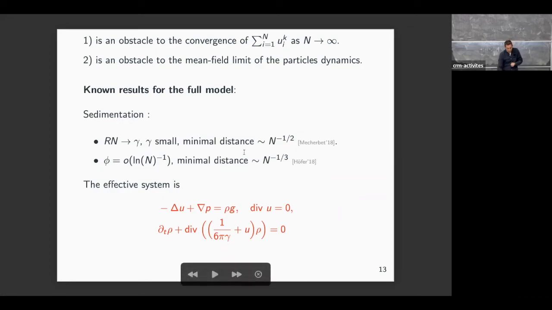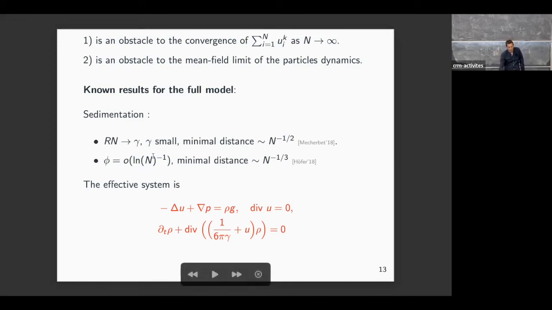But typically, for example, this result of Mecherbet that I'm mentioning here, when the radius is of size 1/n, so the volume fraction is very small, it involves well-known results of Hauray on the mean field limit. Here, the kernel is essentially of degree -1, which enters this framework. In this latter case, it's a bit different, but still you rely on this Hauray method.